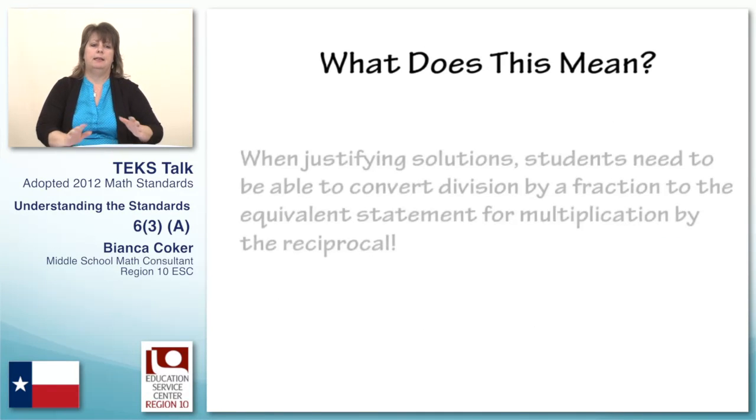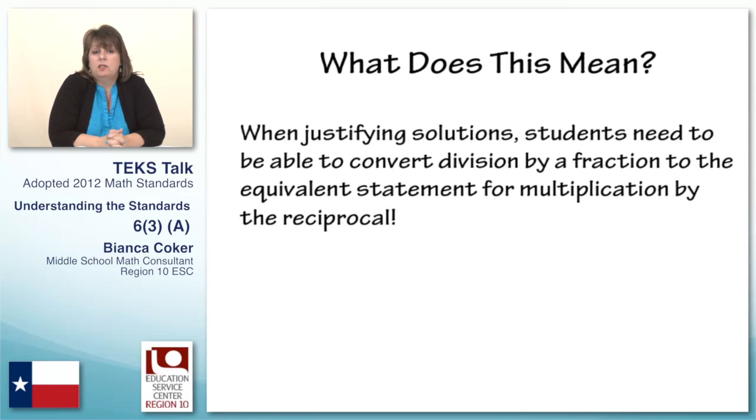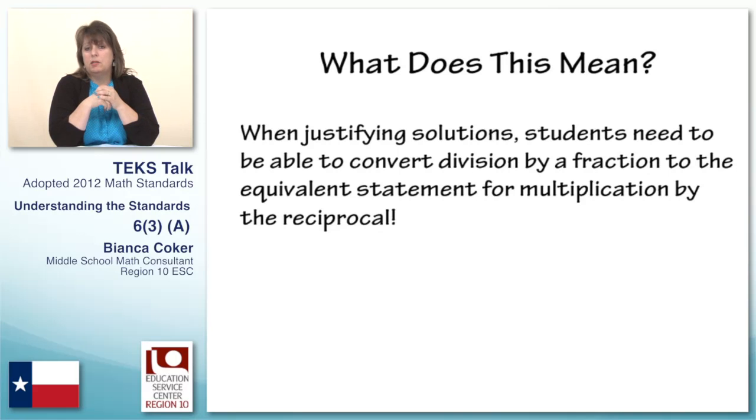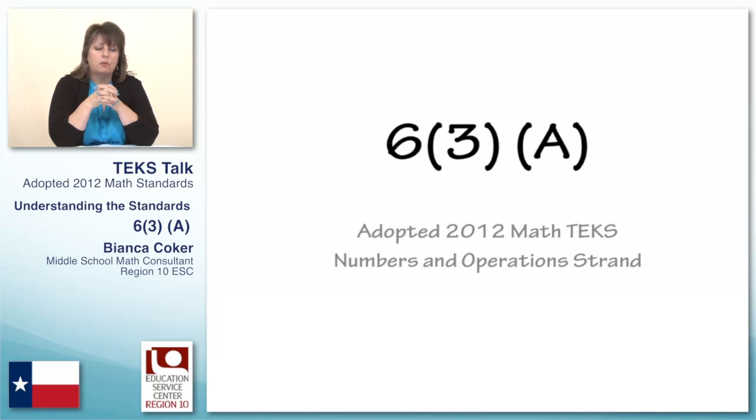So what does this mean? Well, when justifying solutions, students need to be able to convert division by a fraction to the equivalent statement for multiplication by its reciprocal. And that will help them make sense of some of the problems they're doing and justify their reasoning. Remember, justification is not just first I did this and then I did this and then I did that. That's explanation. Justification is giving us a reason to believe in them. If they can use pictorial models, great. If they can use some of these properties that we've discovered and proven in a nice soft way, then that's wonderful too.